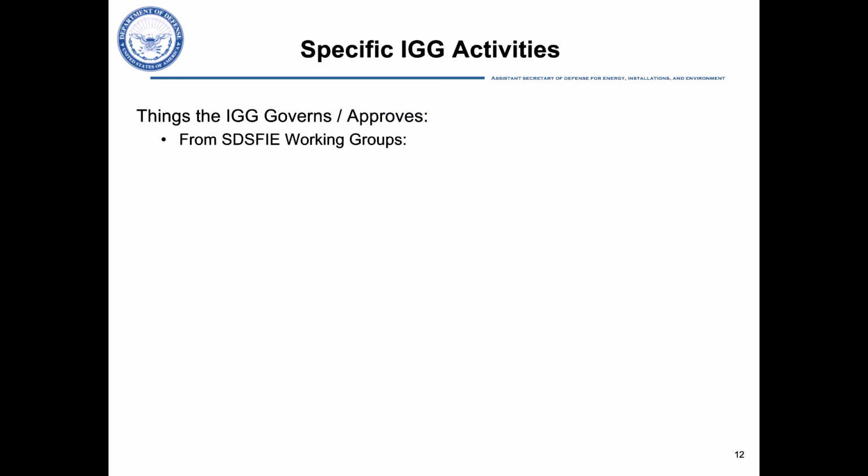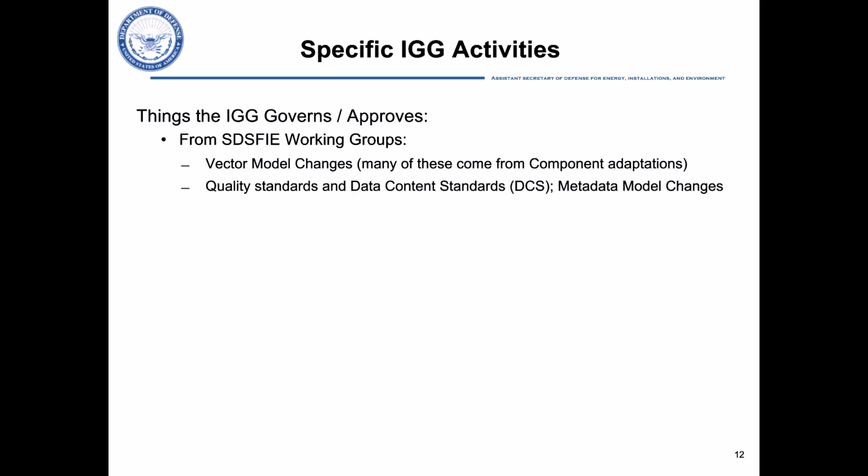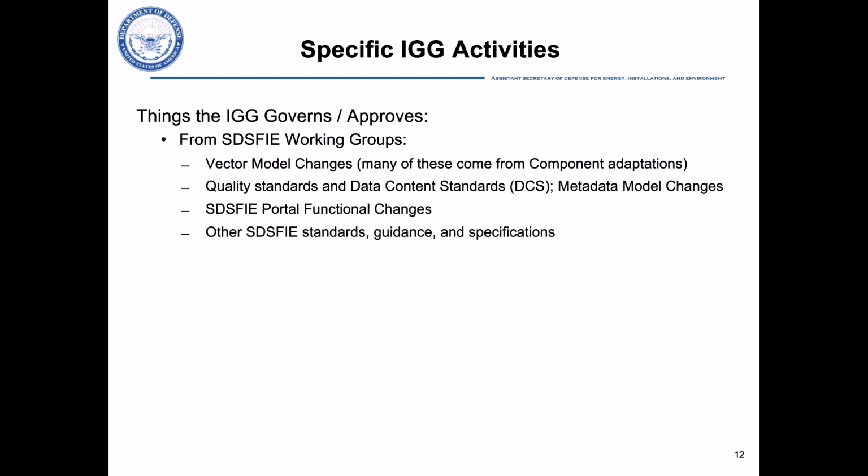As previously mentioned, one of the last steps in the change management process is that all members of the IG vote on each change request. By far, the majority of the CRs proposed are to make changes to the GOLD vector model. These proposed alterations of the GOLD model could emanate from new or changes to existing DoD-level policies or data standards, new or changes to existing component-level requirements, or general model improvements or corrections. However, the IG must also consider proposed changes to Quality Standards and Data Content Standards, or DCS, the SDSFIE M standard, SDSFIE portal functionality, and other SDSFIE standards, guidance, and specifications.